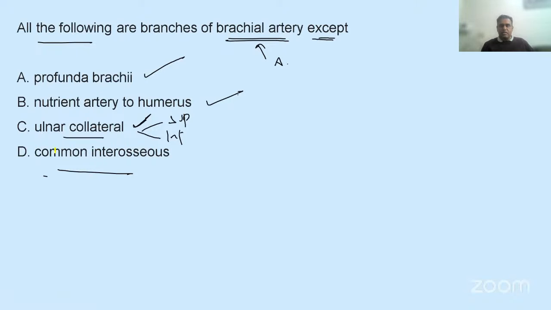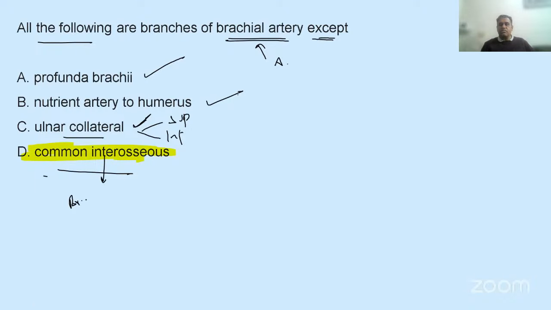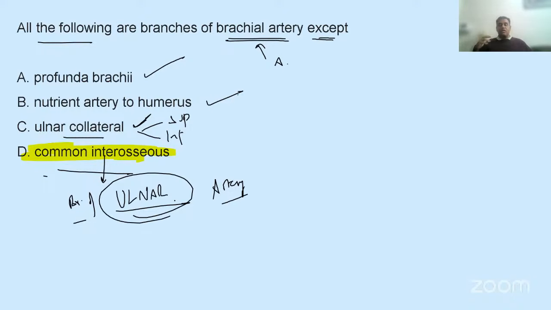Let me highlight this, just for you guys to remember that this is the answer. The common interosseous artery is actually a branch from which artery can be another question. It is a branch of the dash artery. So this common interosseous artery is a branch of the ulnar artery. It is not coming as a branch of the brachial artery, though ultimately the brachial divides into radial and ulnar, and the ulnar divides into the common interosseous. But directly, the common interosseous is a branch from the ulnar artery, not from the brachial artery. That is the point over here.